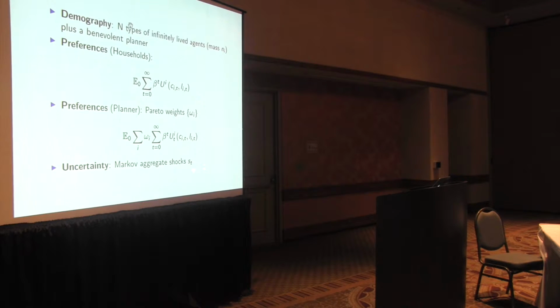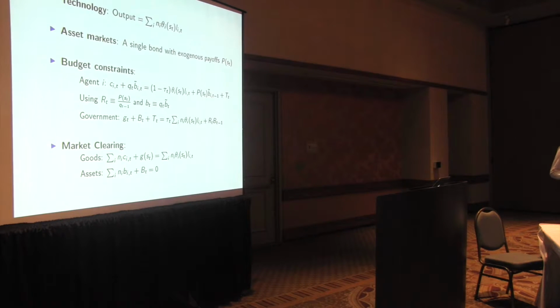The aggregate shocks here are coming from Markov. So the aggregate shocks are going to be described by an underlying Markov process of ST. And the next slide will tell you where this ST appears. So there is no capital. Output is linear in labor supply. Theta I is the productivity of agent I, and that depends on the aggregate state S. Li is the labor supply of agent I times theta I times the mass will give you total output. So that's the technology.